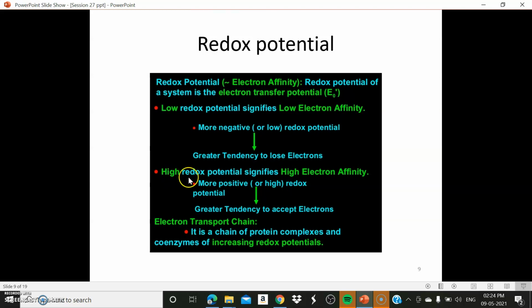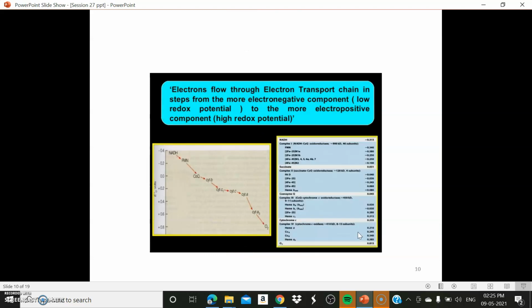Then what does high redox potential signify? High redox potential signifies high electron affinity. They will have more positive values. So, with more positive potential, they have a great tendency to accept electrons. So, what is the electron transport chain? It is a chain of protein complexes and coenzymes in the increasing order of redox potential. Now, remember, electrons flow through the electron transport chain in steps from the more electronegative component, meaning low redox potential, to the more electropositive component.